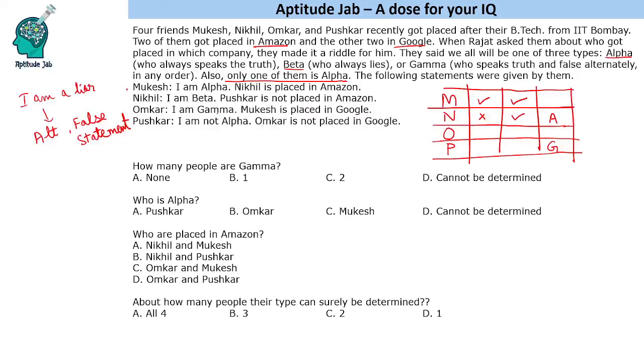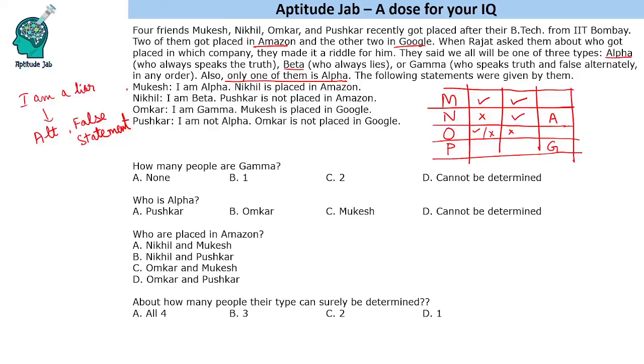Omkar says I am gamma. Gamma means a person who speaks true and false alternately. Suppose his statement is true, that he is a gamma, then his second statement should be false. Now what happens if his first statement is false, that he is not a gamma? If he is not a gamma, he cannot be alpha, because an alpha will not say that I am gamma, and there is only one alpha, that is also given, right? So that is not possible.